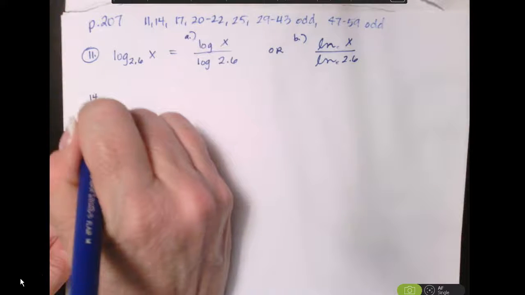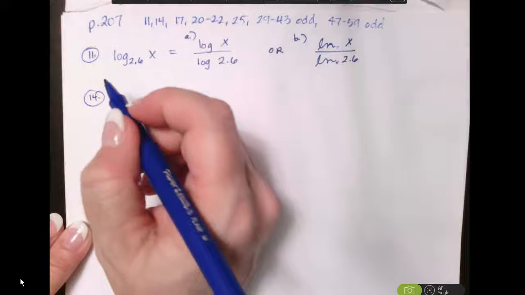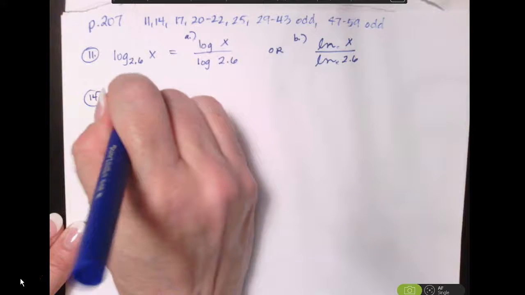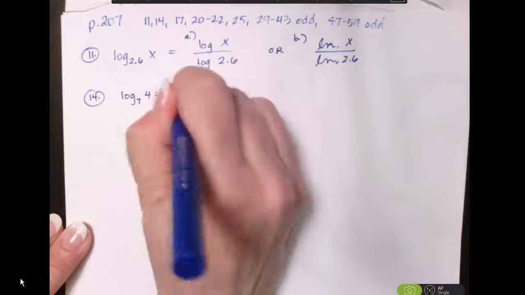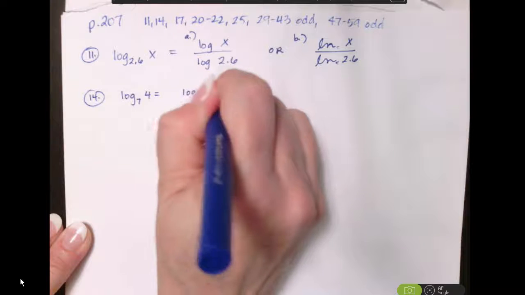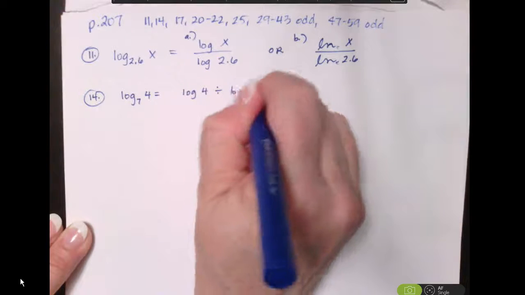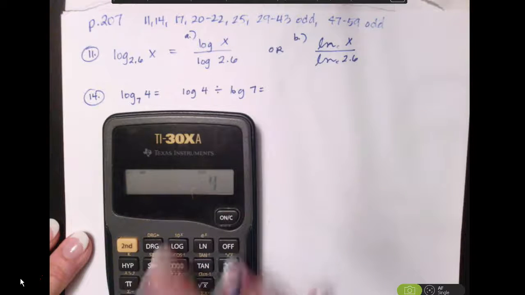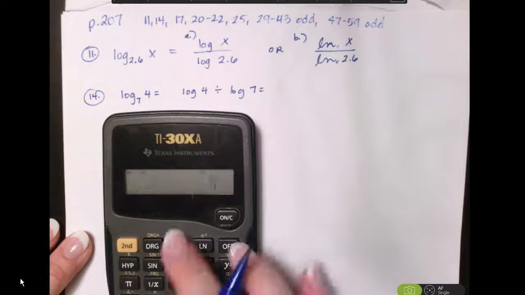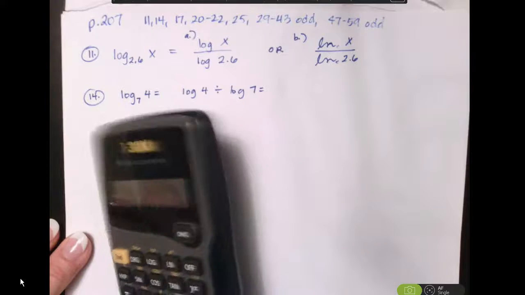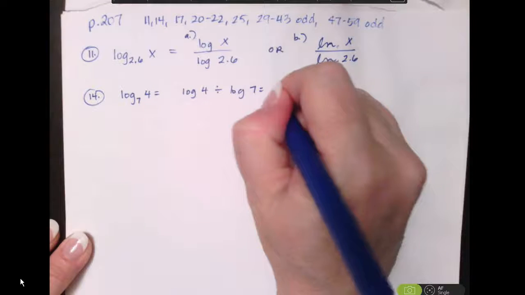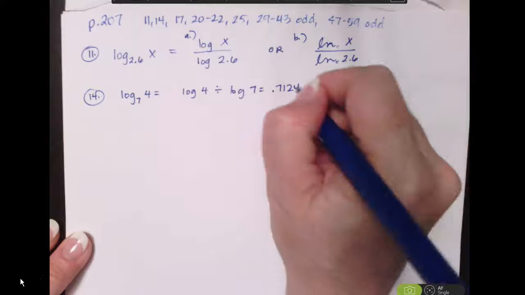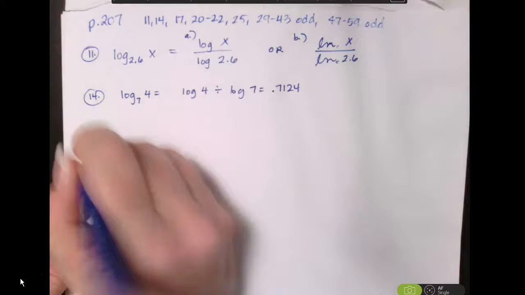Number 14. We need to actually evaluate it. So if we have a log base 7 of 4, in our calculator we would type in log of 4 divided by log of 7, and 4 log divided by 7 log, that's 0.7124. And it says 3 decimal places, so 0.712.